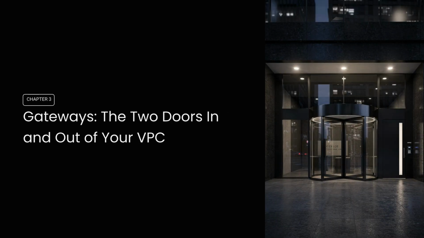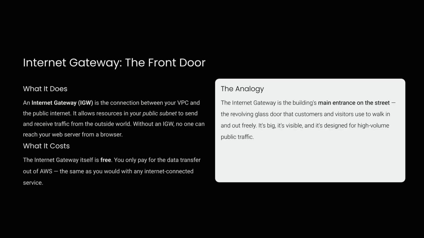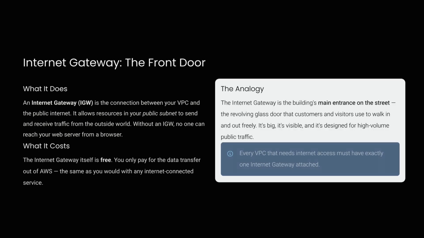Chapter 3 covers gateways, the two doors in and out of your VPC. The Internet Gateway is the front door, connecting your VPC to the public internet, allowing public subnets to send and receive traffic. It's free to use and analogous to the main entrance of a building. Every VPC needing internet access must have one.